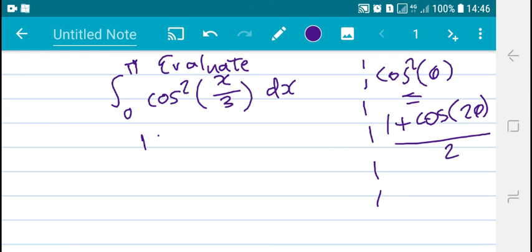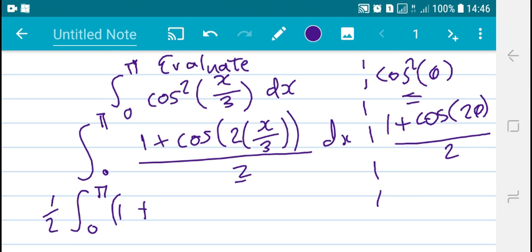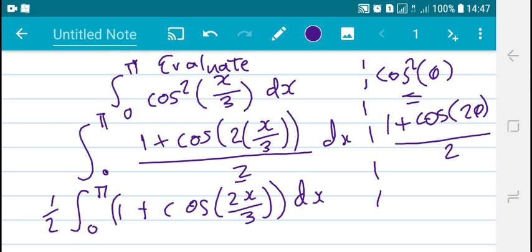So we're going to get the following result: 1 plus cosine of 2 times the angle, which is 2 over 3, x over 3 rather, divided by 2 dx from 0 to pi. And then we can simplify this by taking the constant term out, namely this half out like so, from 0 to pi of 1 plus cosine of 2x over 3 dx. Now it's just a matter of finding the antiderivative of this function and then evaluating.